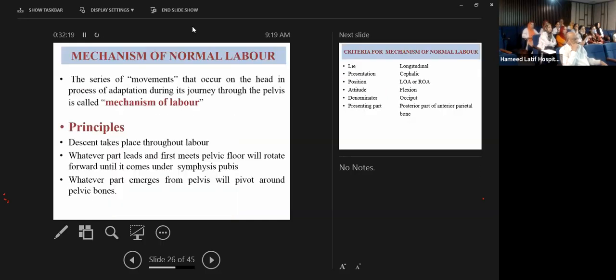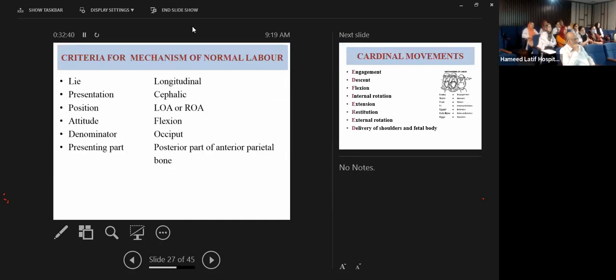Now, the series of movements that occur on the head in the process of adaptation during its journey through the pelvis is called the mechanism of labor. There are some principles: descent takes place throughout labor. Whatever part leads and first meets the pelvic floor will rotate forward until it comes under the pubic symphysis. And whatever part emerges from the pelvis will pivot around the pelvic bones.